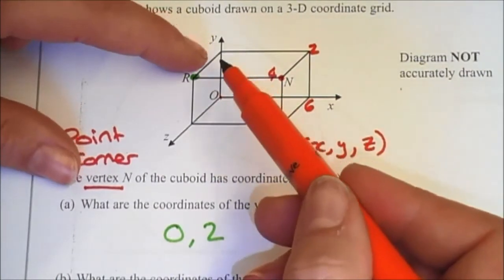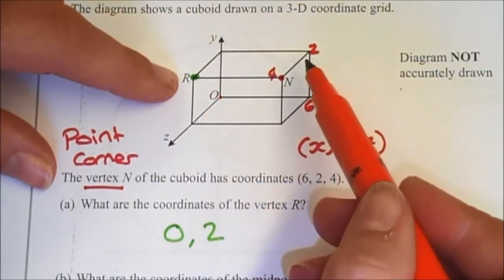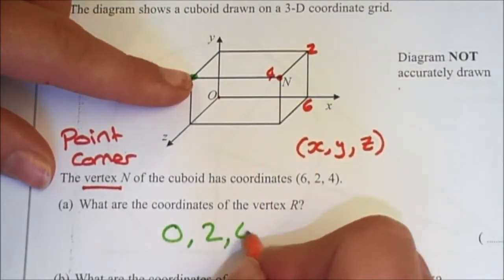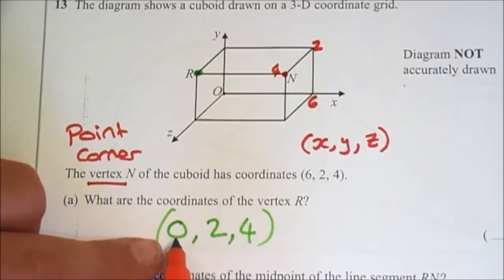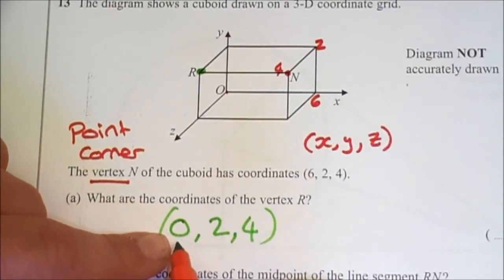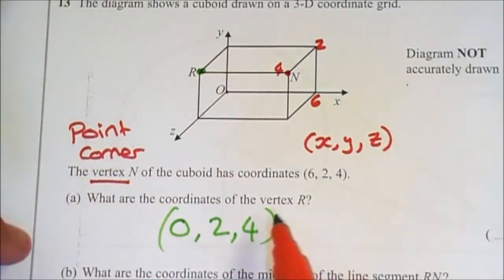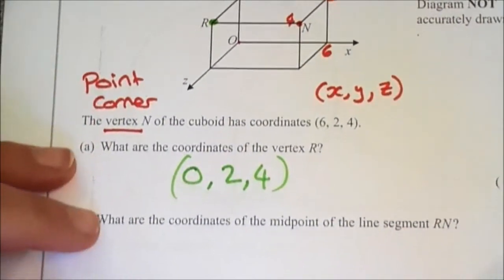Now I need to know how far out my cuboid comes. And just like this one came out to 4, this also comes out to 4. So it doesn't go along the x-axis. It goes up 2 and it comes out 4. So there the coordinates of vertex R are 0, 2, 4.